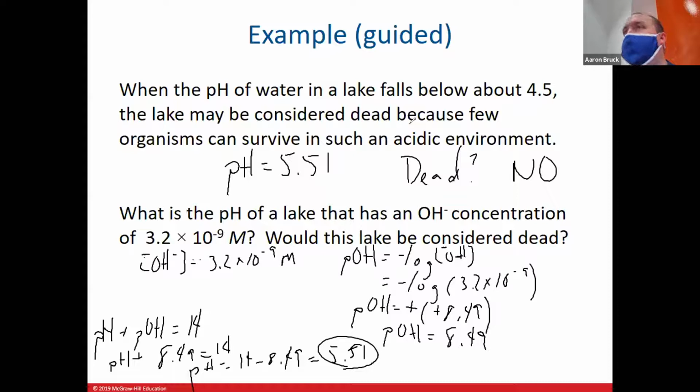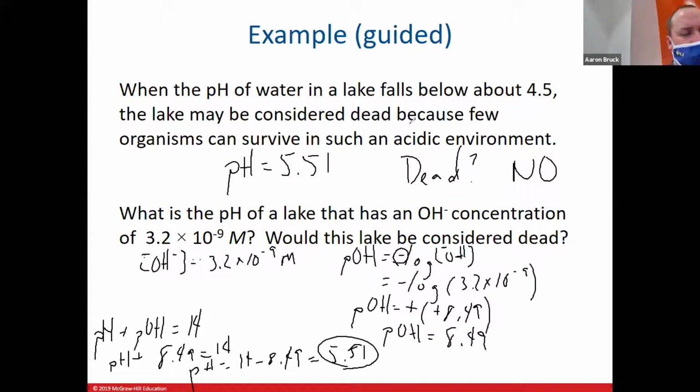Yes. So the pOH would be positive 8.49. When I do the logarithm, it gives me a negative 8.49. Remember that pOH is the opposite of that logarithm. So the negative of negative 8.49 would be the positive 8.49.